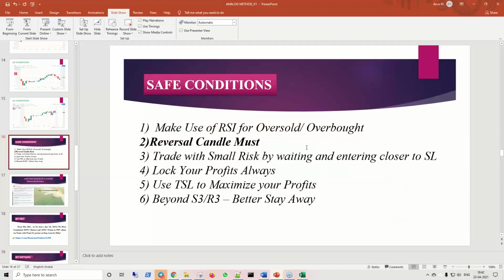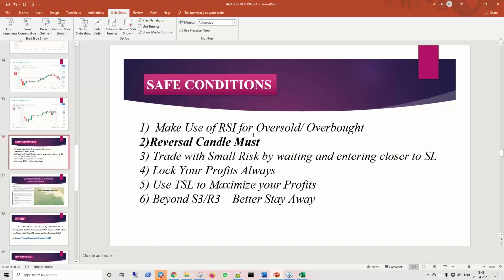So what are the safe conditions? You can make use of RSI for overbought and oversold. This again you can check in the 15 minutes time frame. You can go with the default 14 RSI. The readings are 70 and 30. Whenever these conditions are also met, the probability of success of that particular trade is high.